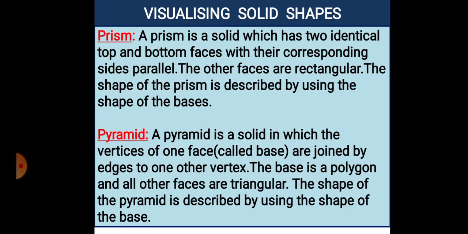Pyramid. A pyramid is a solid in which the vertices of one face, called base, are joined by the edges to one other vertex. The base is a polygon and all other faces are triangular. The shape of pyramid is described by using the shape of the base. That is, if the base is triangle, then pyramid is called triangular pyramid. If base is square, then pyramid is square pyramid. If base is hexagon, then pyramid is hexagonal pyramid. And so on.